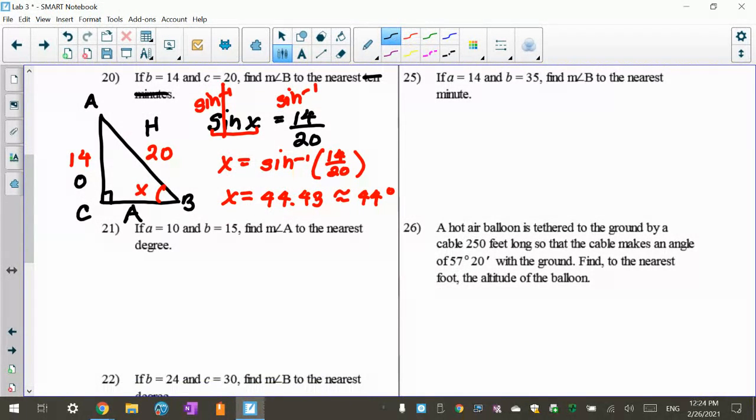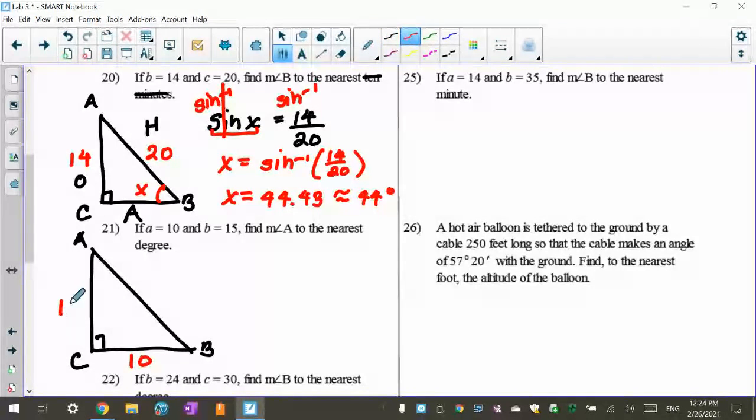Like 21 is like that. Same picture, CAB. And in this one, they say little a is 10, little b is 15, and they want us to find the measure of angle A. So I'm going to call that x. Again, you're going to label it HOA. I have stuff by the O and A, so this is going to be tangent. So I'm going to do the tangent of angle X is going to be opposite over adjacent.